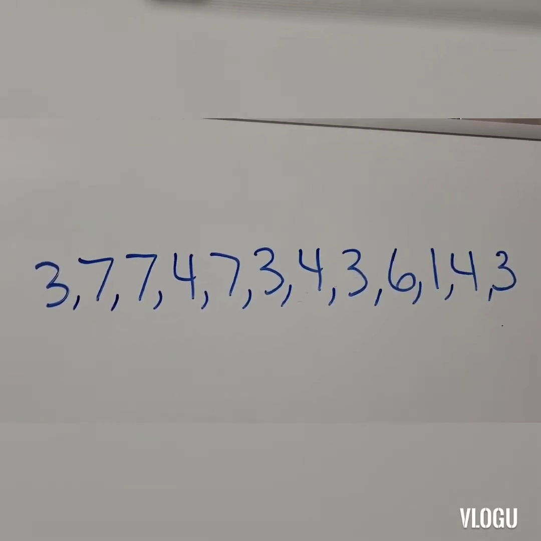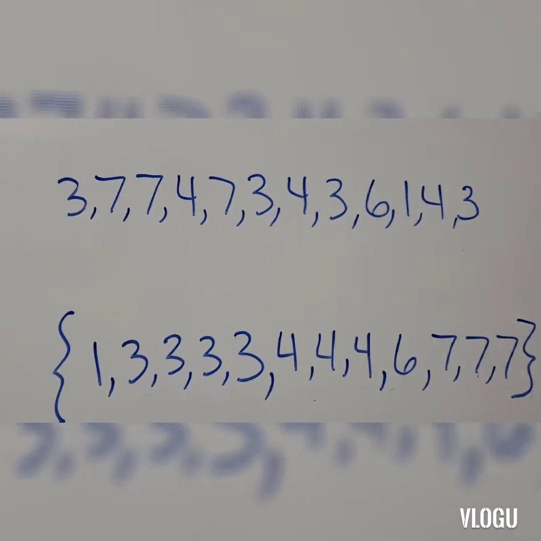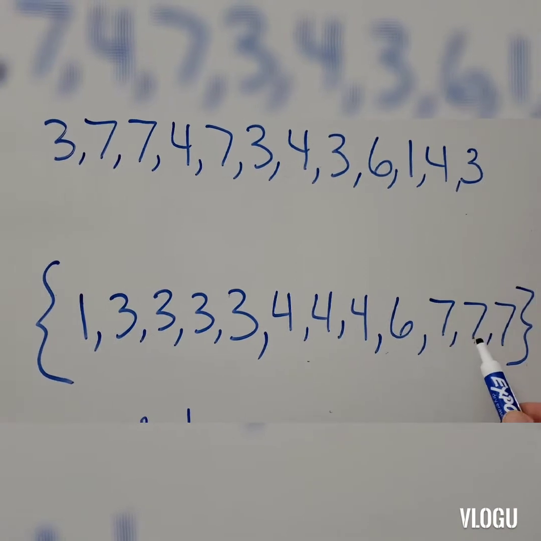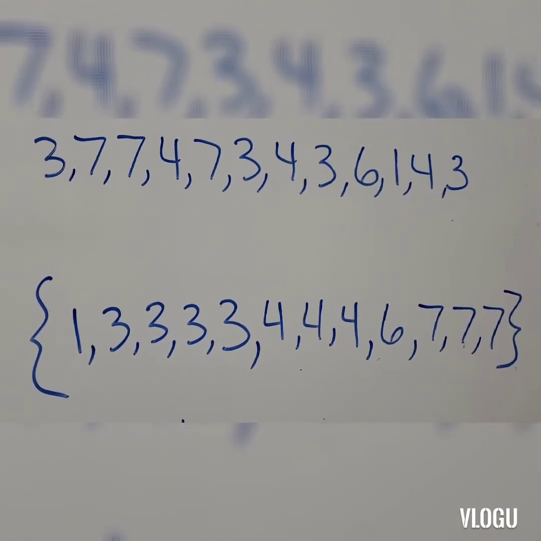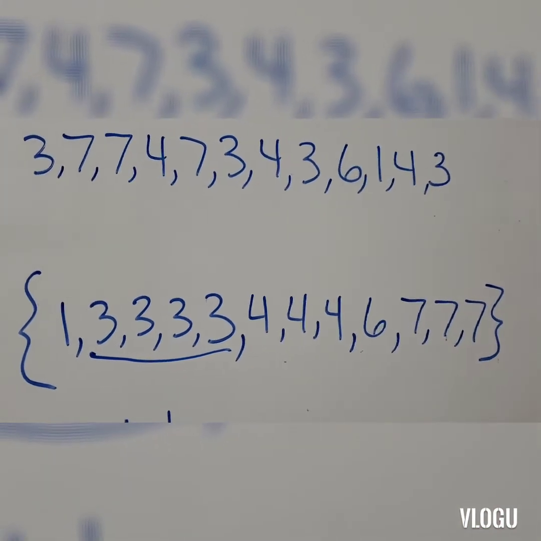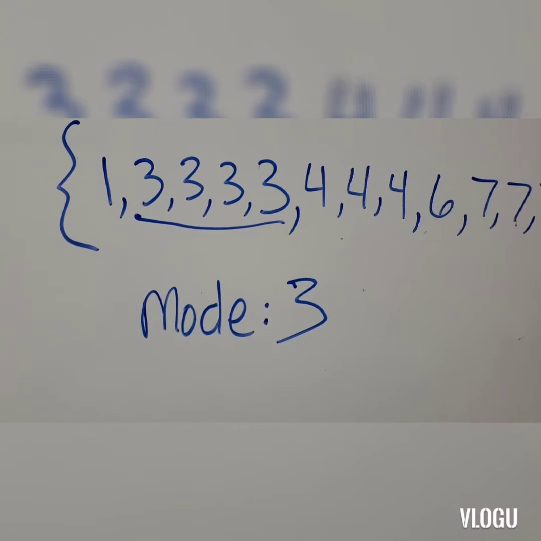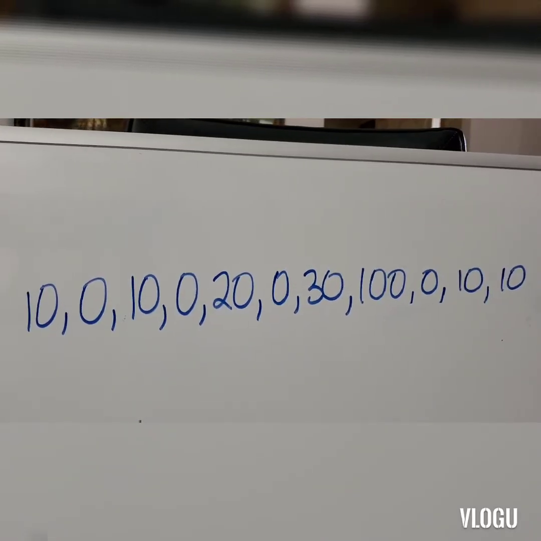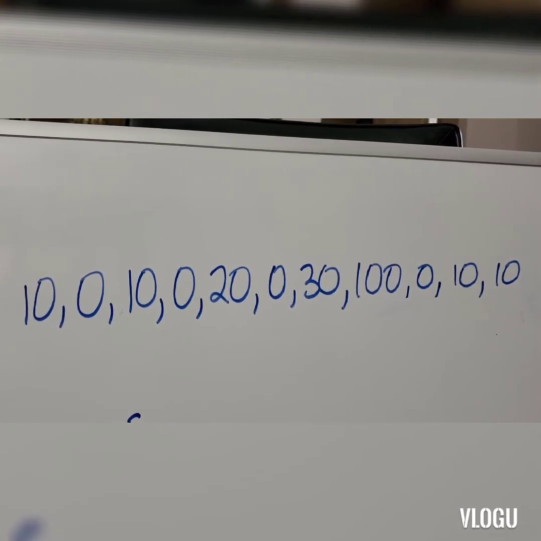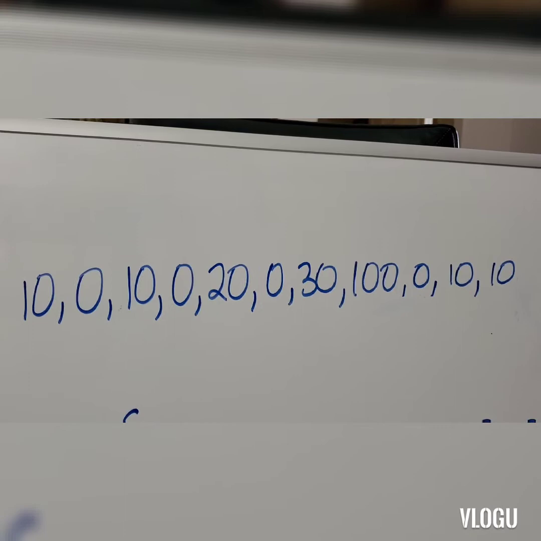If you have put everything in order, your number set would look like this. The 3's repeat, the 4's repeat, the 7's repeat. But in order, we can clearly see that 3's repeat the most. So our mode is 3. Here's the next one. Try it on your own. Put it in order, find the mode, unpause when you are finished.